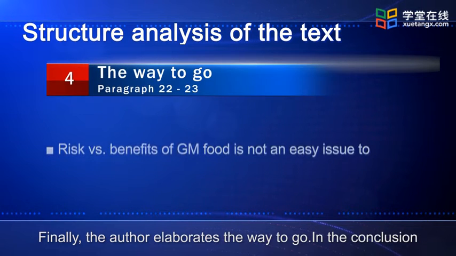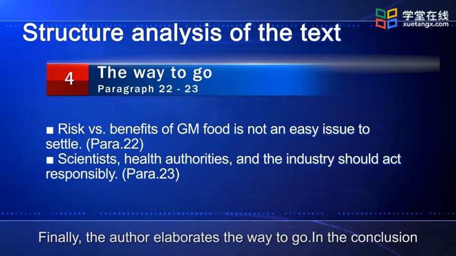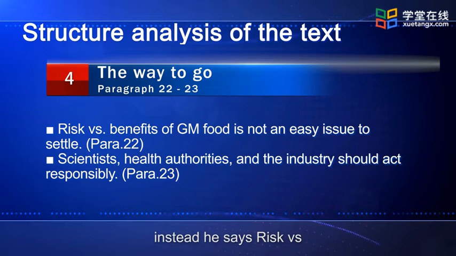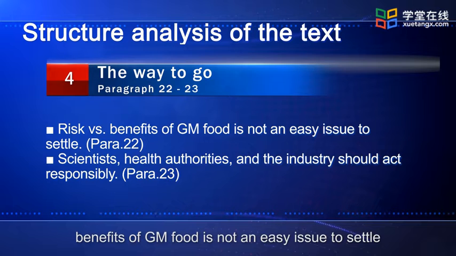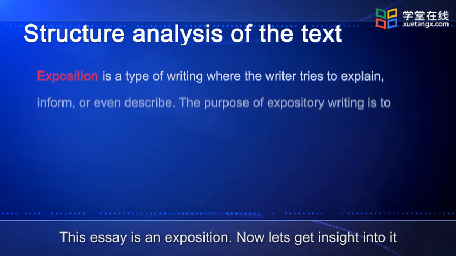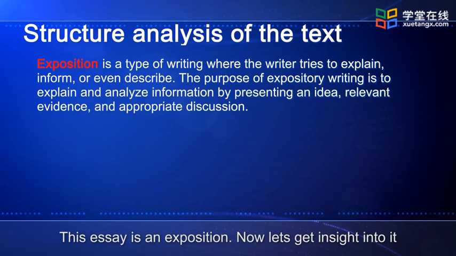Finally, the author elaborates the way to go. In conclusion, the author doesn't provide us with a definite answer to the problem. Instead, he says, weighing the risks against the benefits of GM food is not an easy issue to settle. Scientists, health authorities, and the industry should act responsibly. This essay is an exposition. Now let's get insight into it.